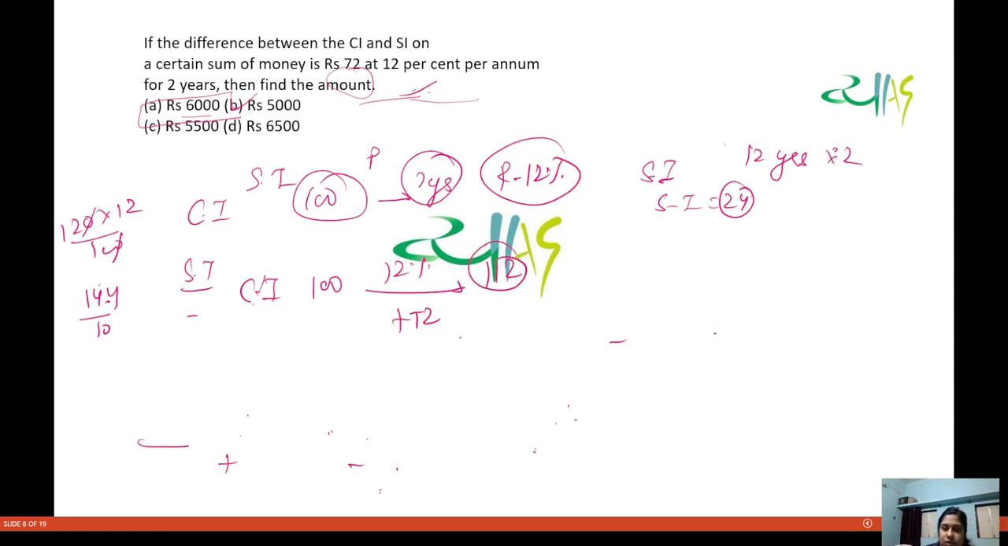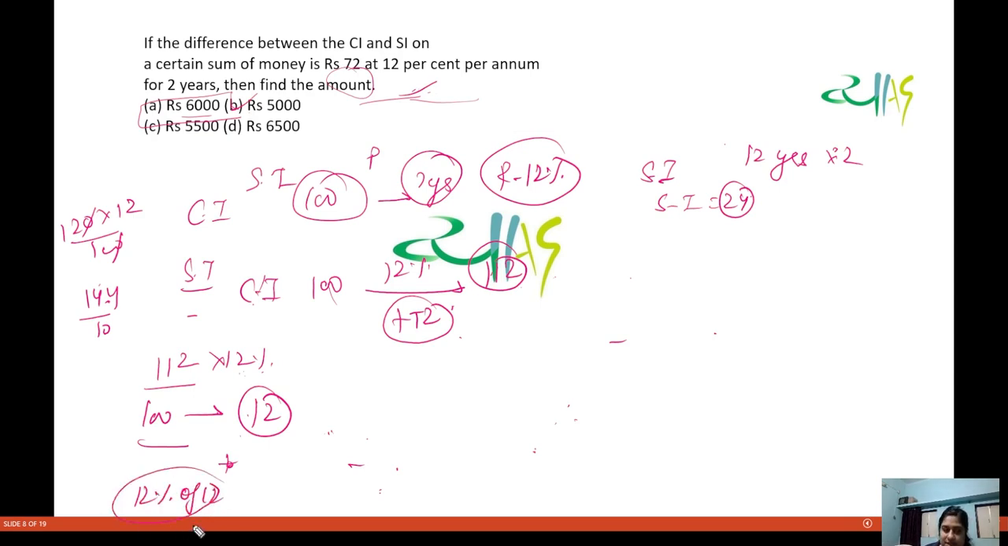You will do 100 plus 12. And what is 12% of 112? So how can we calculate this? We already know what is 12% of 100. How much? 12. I already told you how to calculate this. We already know 12% of 100 is 12. Now we have to know what is 12% of 12.